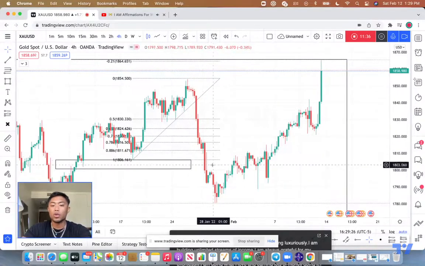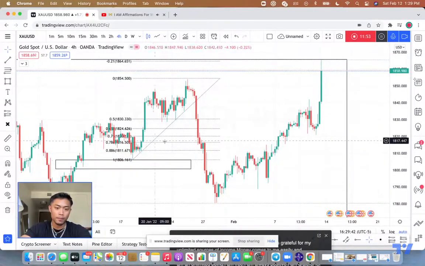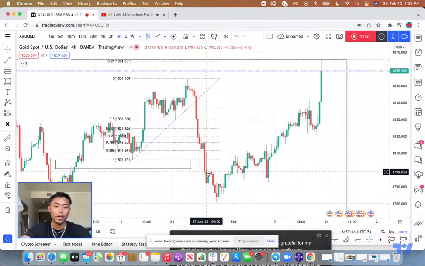So this is why it's also important to have your stop loss. This is why it's important to know that when you're taking trades or when you're investing, there's risk behind it. You just have to accept those risks, but also mitigate those risks by simply knowing what you're doing in the market, right?